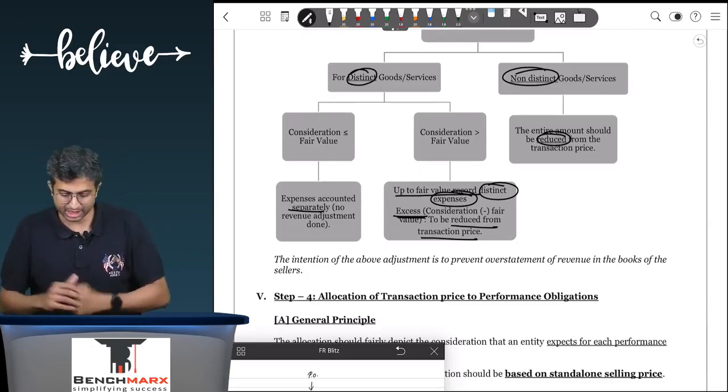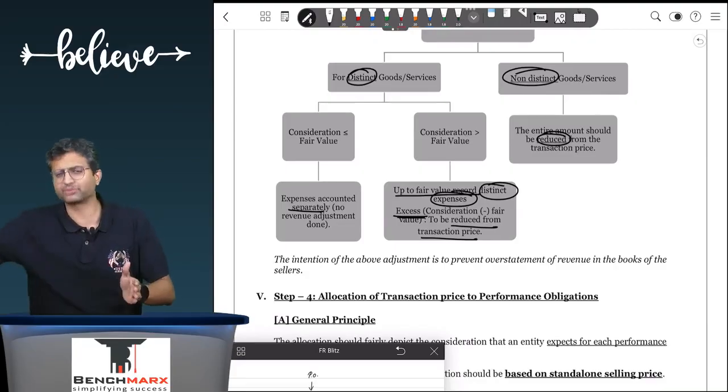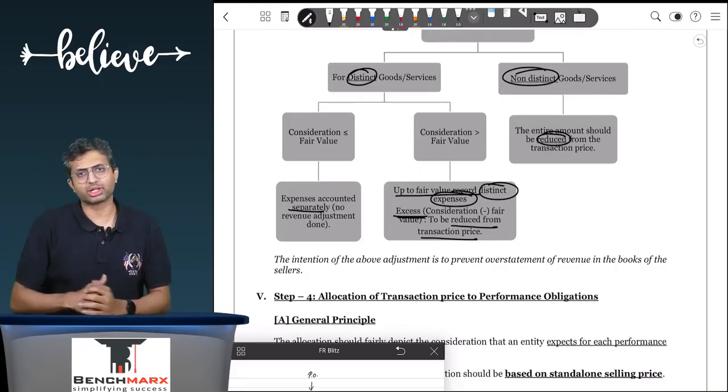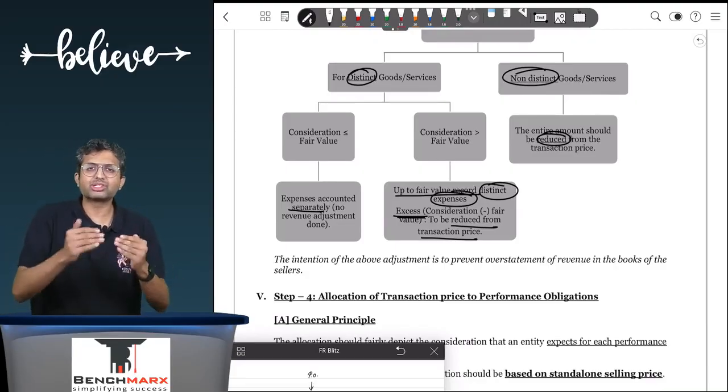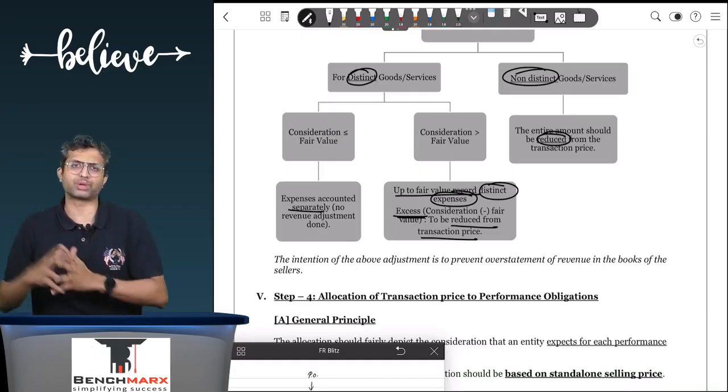The next step is step number 4, which involves allocation of transaction price. How will the transaction price be allocated? Well, the transaction price is allocated based on the standalone prices.